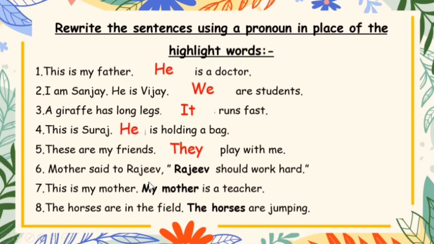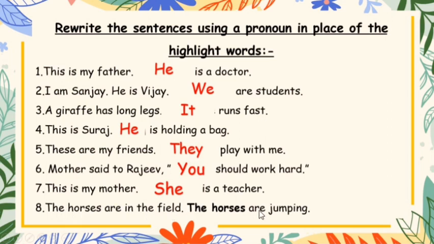Mother said to Rajiv, Rajiv should work hard. Who should work hard? Rajiv. So mother is addressing Rajiv. In place of Rajiv, we'll use the pronoun you. You should work hard. This is my mother, singular, female. So she. This is my mother. She is a teacher.